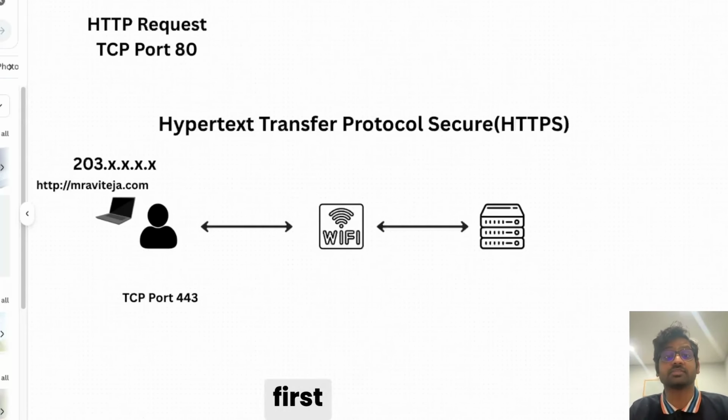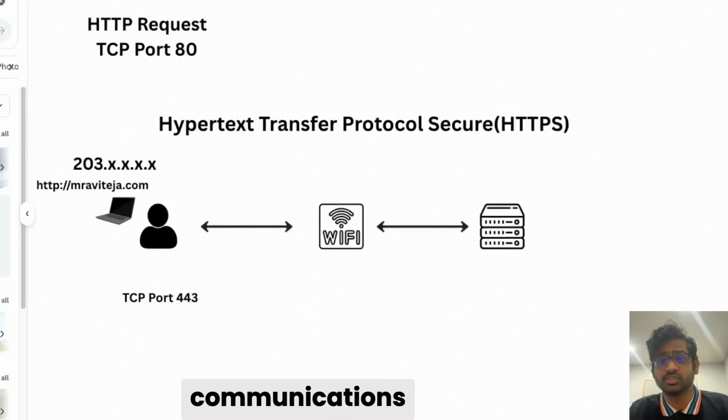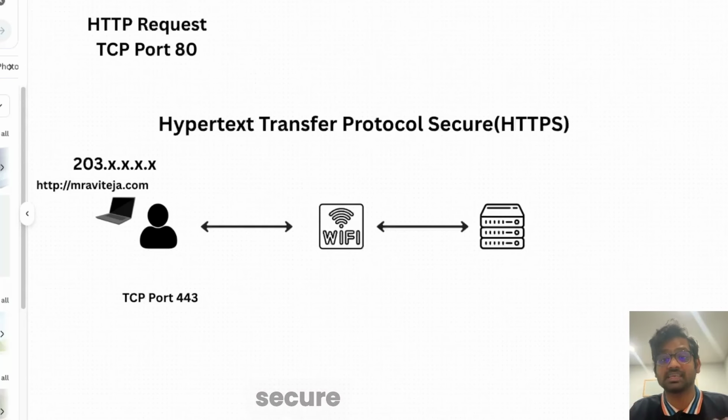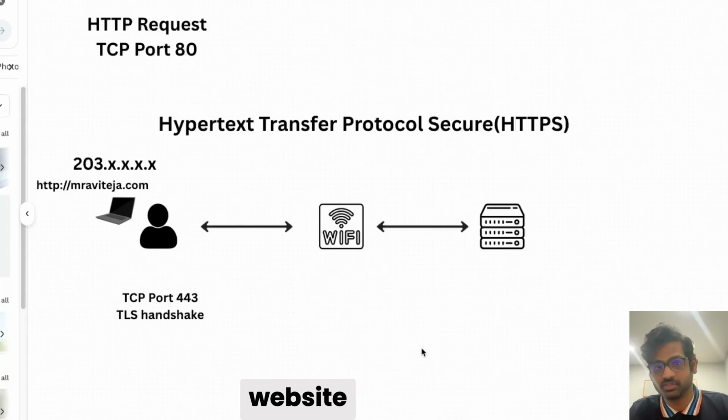When the user types the website, the process is similar but much more secure. The browser first performs a DNS lookup to get the server's IP, just like HTTP. Then, before sending the actual request, the browser and the server perform a TLS handshake. This step sets up encryption keys so that all communication between the browser and the server is secure. After the handshake, the browser sends an HTTPS request to the server over TCP port 443 and the server sends back the encrypted response. The browser decrypts the data and displays the website.